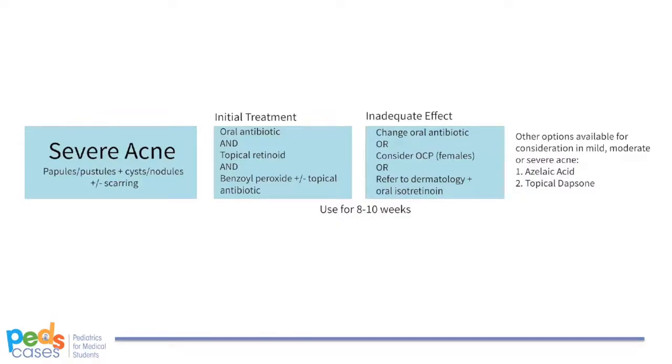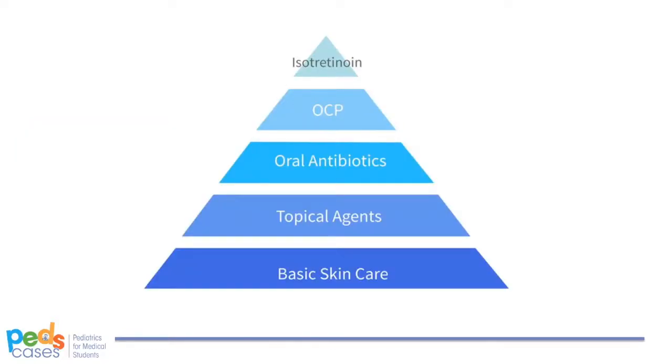For severe acne, start off with combination therapy with an oral antibiotic, topical retinoid, benzoyl peroxide, with or without a topical antibiotic. If the patient has an inadequate response, consider changing to a different oral antibiotic or consider oral isotretinoin. For severe or refractory acne, a dermatology referral would be an important part of your management plan. In summary, acne treatment can be seen as a pyramid, with the foundation being general skin care and topical products, the middle being oral antibiotics and oral contraceptives, and the top of the pyramid being isotretinoin.